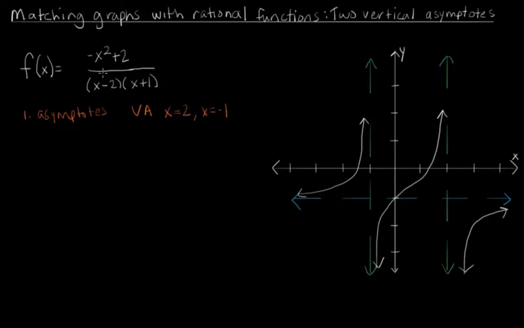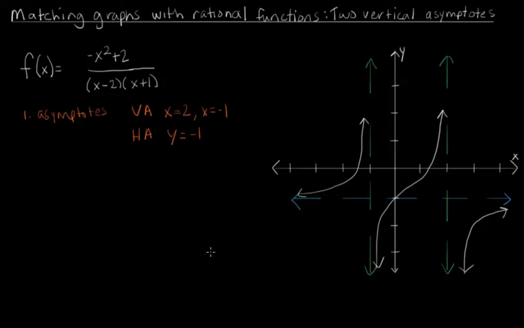The horizontal asymptote is going to be what would happen if we divided the coefficients. So the leading coefficient of the top is negative 1, and the leading coefficient of the bottom, if you multiply it out, is going to be 1. So it's going to be negative 1 over 1, which is just negative 1. So the horizontal asymptote is y equals negative 1, and that's right here.